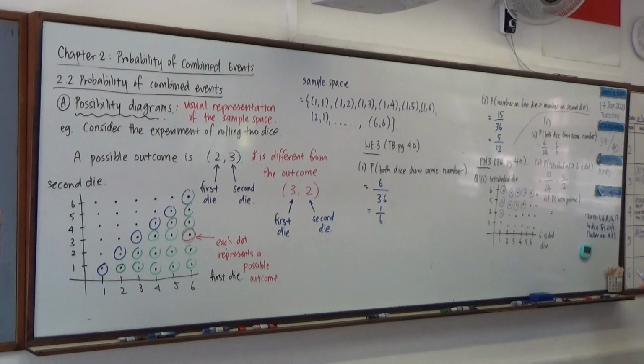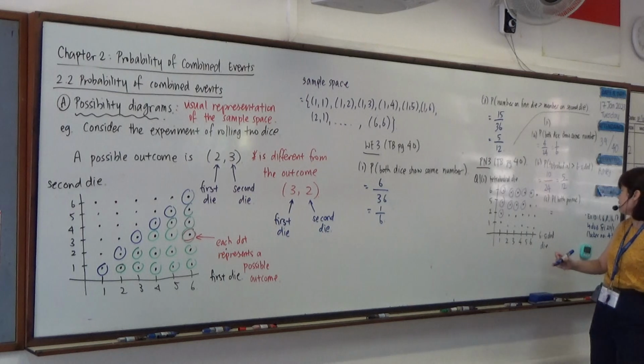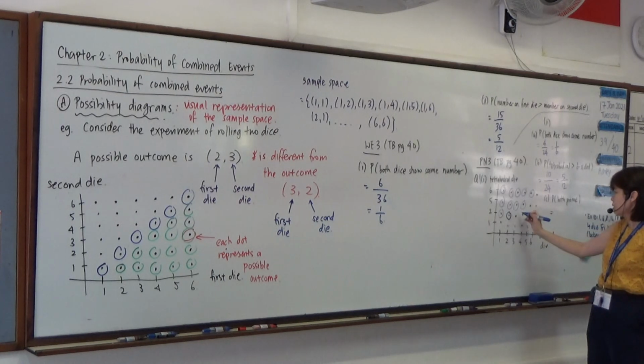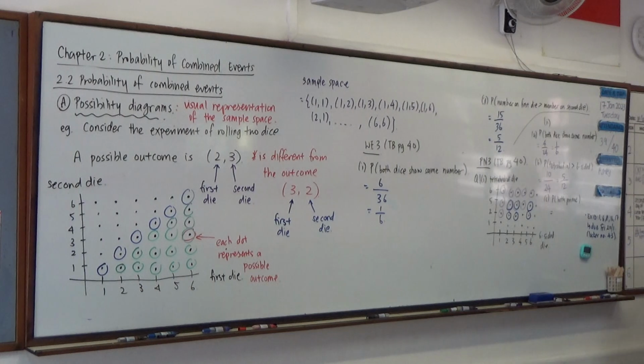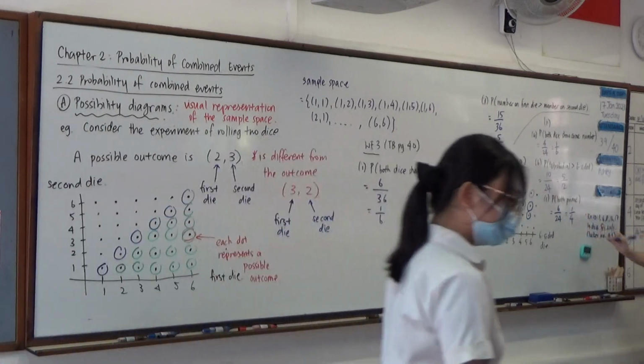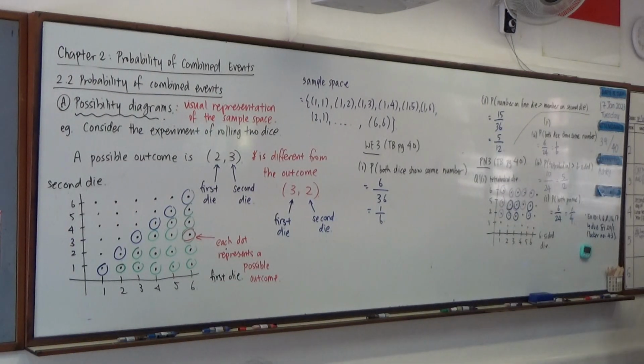Okay, and then part C, we want both prime. Is 1 a prime number? 1 is not a prime number, yeah? Okay, so the ones that we should circle, both primes, will be 2,2; 3,2; 5,2; and then this 5,2 over here, 5,3, and 5,5. So 6 dots in total out of 24, that will be 1/4 as our answer. Alright?